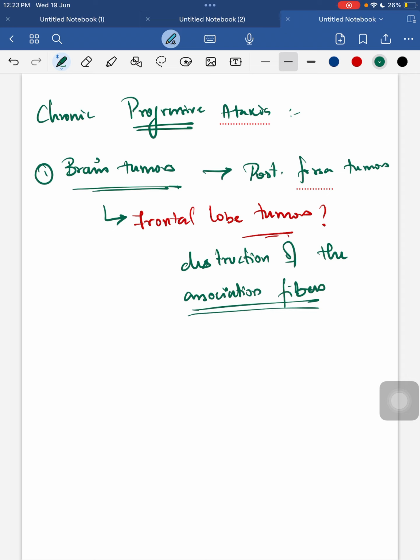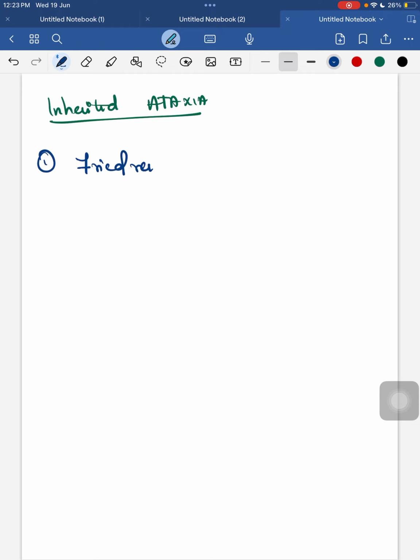So it is the most common, and the features are that the child can have hypoactive knee and ankle reflexes. Second, the child can have sensorineural hearing loss. Third, the child will have cardiomyopathy and skeletal abnormalities, and the child is prone to get optic atrophy also. So these are the main important features of Friedreich ataxia.